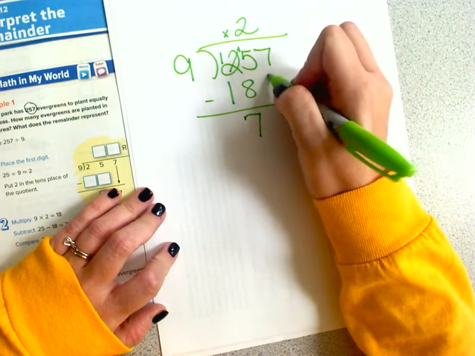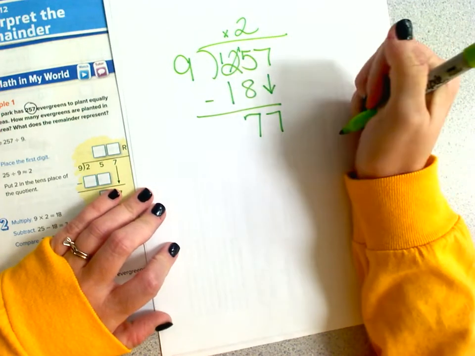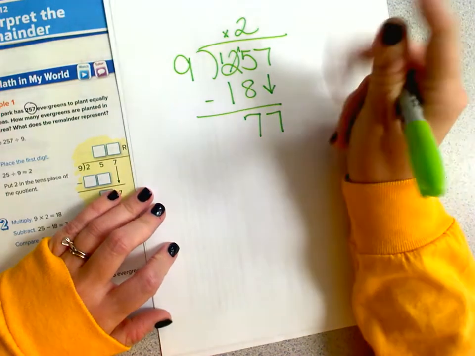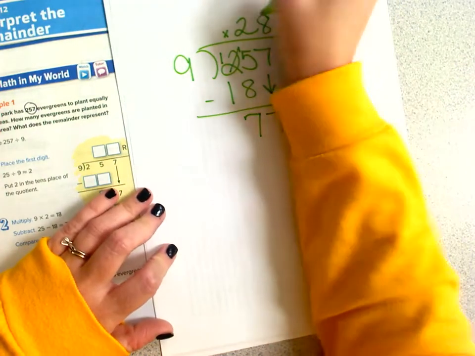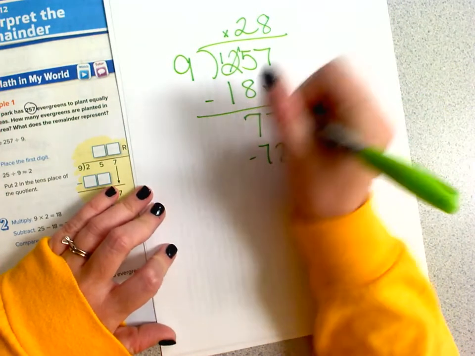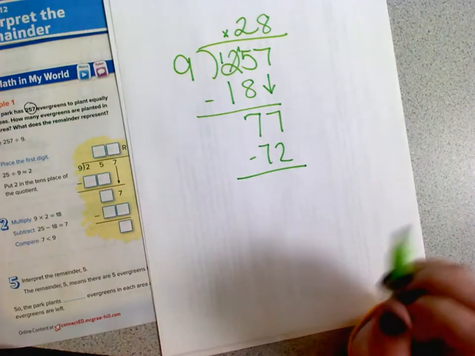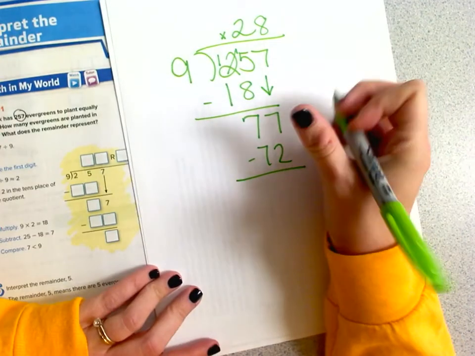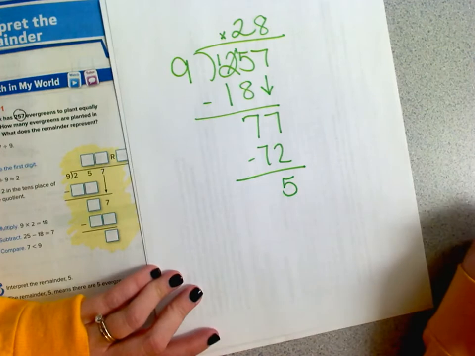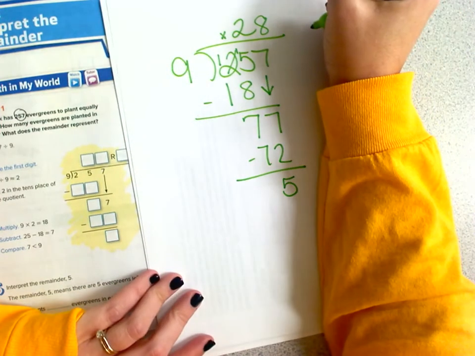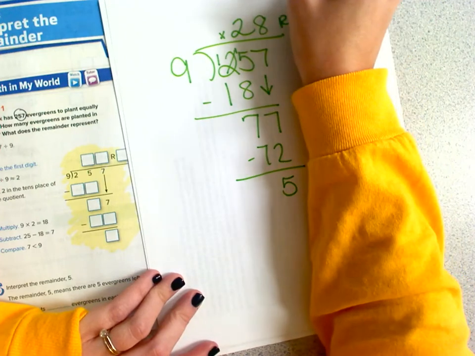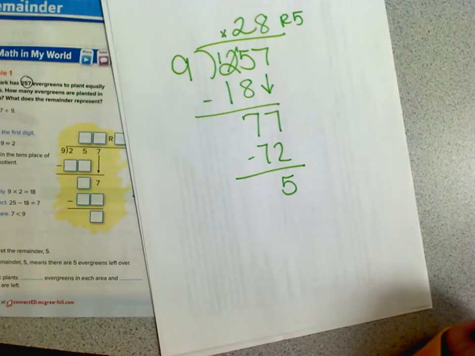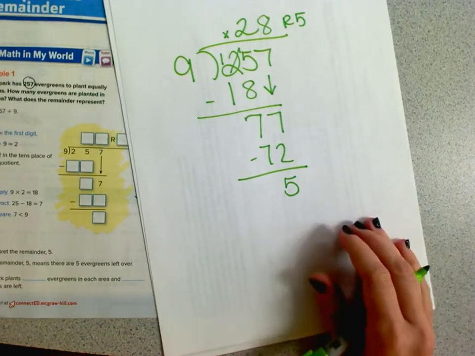Okay, next step, B, bring down. 9 goes into 77. How many times? I know 9 times 7 is 63, and 9 times 8 is 72. Subtract. 77 minus 72 is 5. Okay, so we have a remainder here, and our remainder is 5. 28 remainder of 5. So, what does this mean, though?